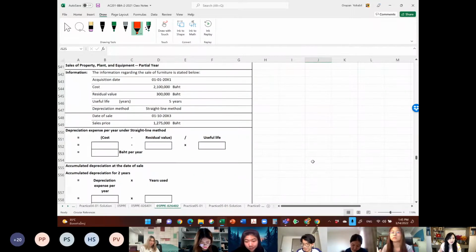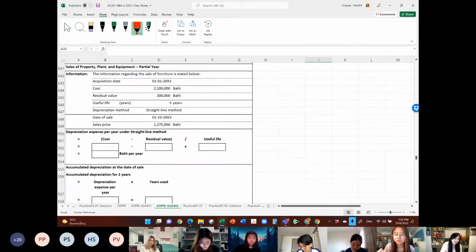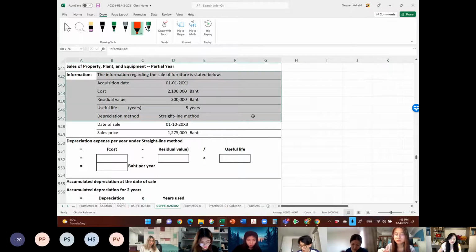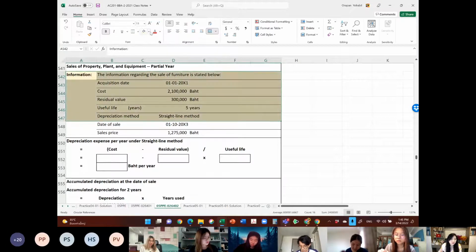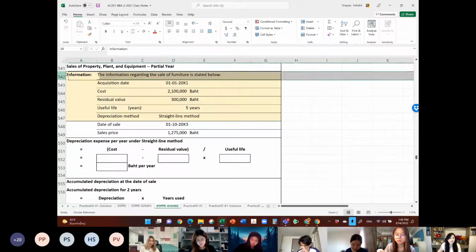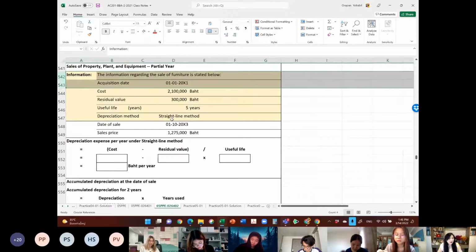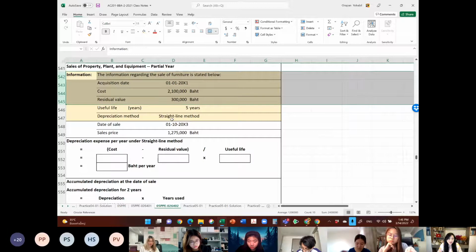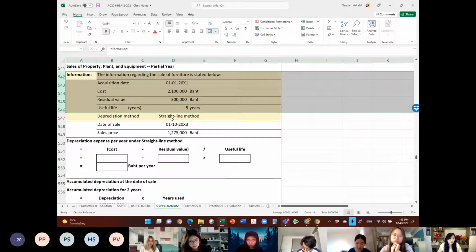Okay, next it will be about the sale of the PPE as well, but this time the company has been using the asset for quite a while, but it's not the end of the useful life just yet. So let's take a look at the information here and then we will do the calculation together. This is about furniture. The company acquired the furniture on Jan the 1st of year 1. And then the cost is 2.1 million. Residual value is 300,000. The useful life is 5 years. And the depreciation method is straight line.